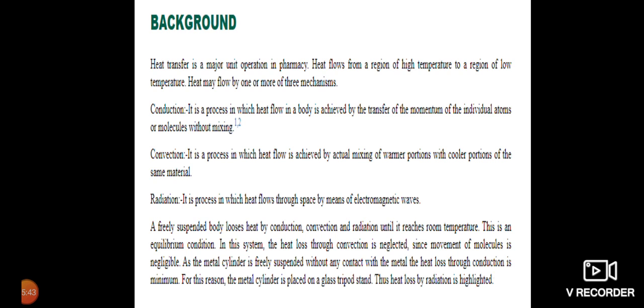Second is convection. As we see, convection is achieved by mixing of the same material. So we are not going to mix our metal with another metal or our glass with another metal. Means again this case will also not be considered. So that is written, you can see here the second last line, as the metal cylinder is freely suspended without any contact with the metal, the heat loss through conduction is minimum. For this reason, the metal cylinder is placed on a glass tripod stand, thus heat loss by radiation is highlighted.